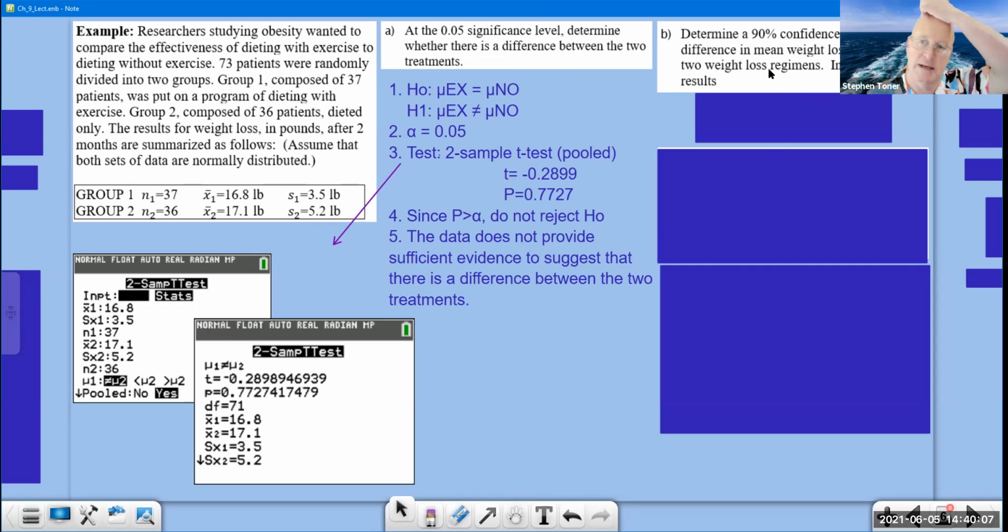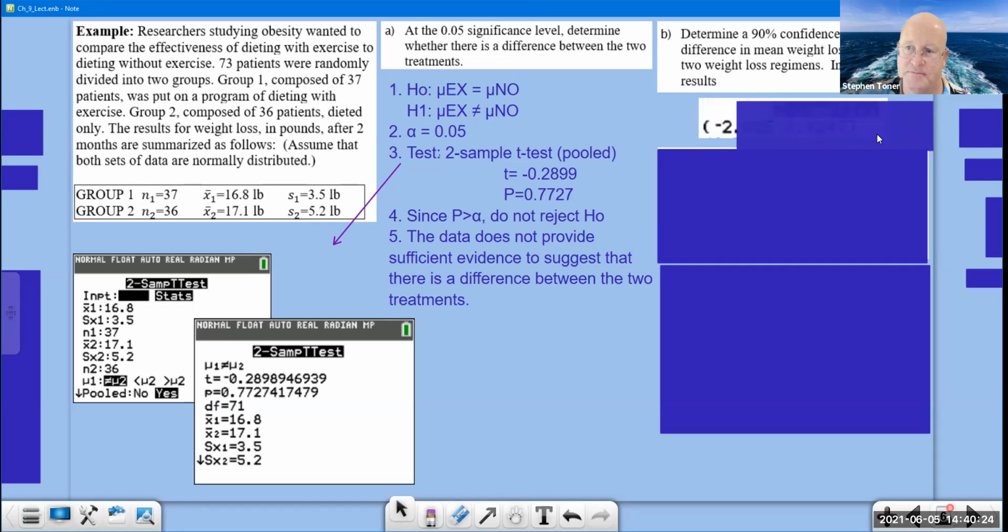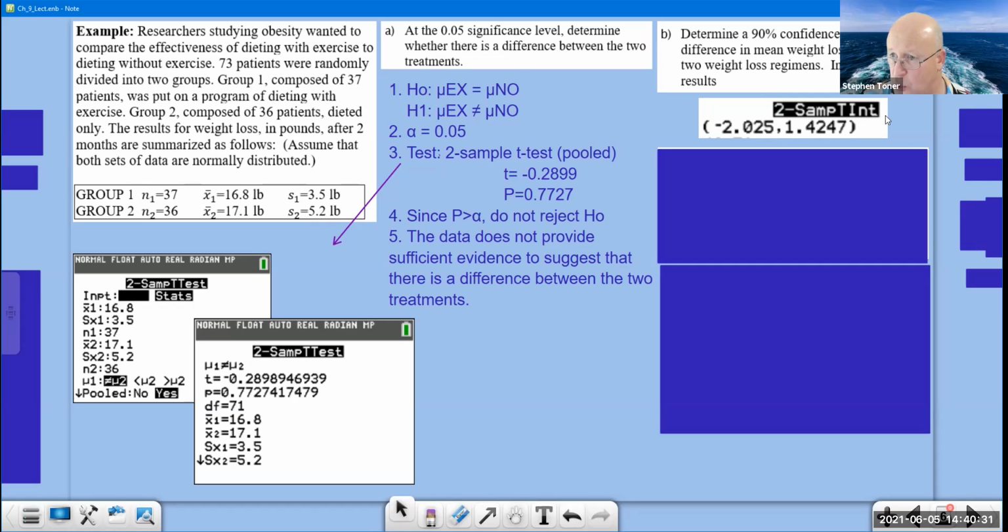Okay, part B: determine a 90% confidence interval for the difference in mean weight loss between the 2 regimens and interpret our results. Difference between mean weights. Now, our confidence interval is for a difference. Okay, let's take a look here. When you do this on your calculator, and this will be a 2-sample t interval that was pooled, notice how the answer that you get here has one end of the confidence interval that's negative and the other that is positive.